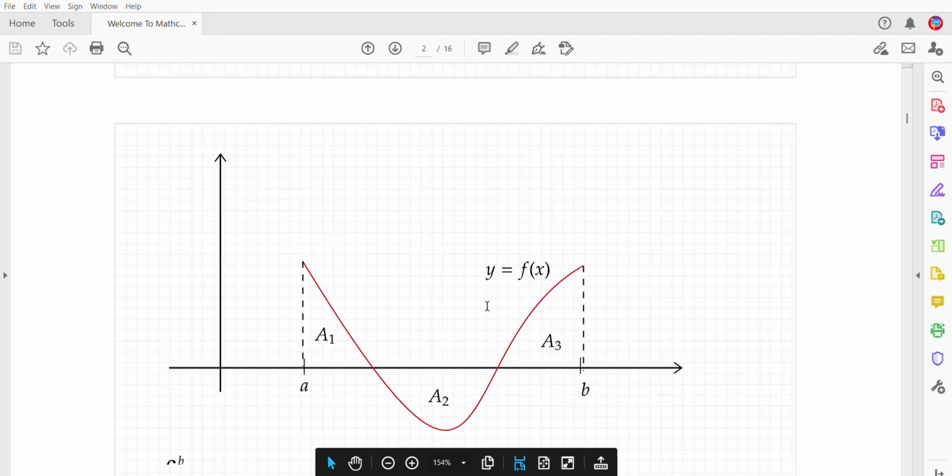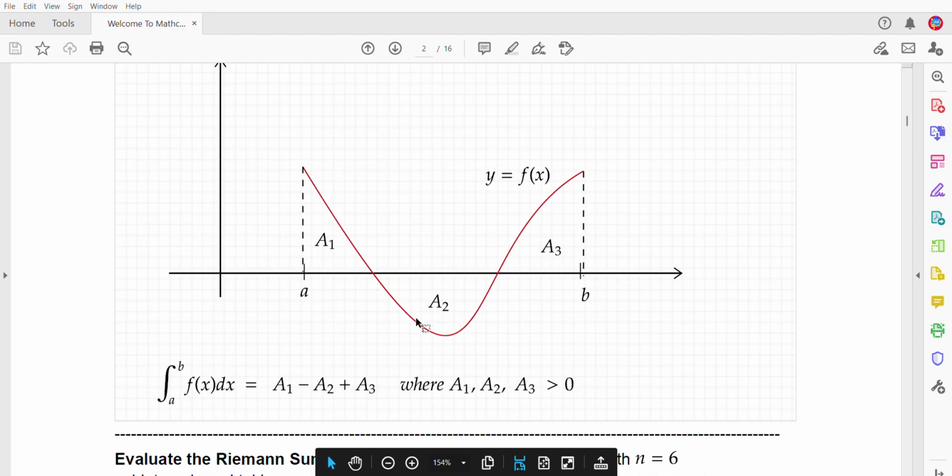But what happens if part of the curve is below the x-axis? You see one area here, you see another area here, and yet another area here. Then the definite integral a to b f(x) dx is this area minus this area plus this area. So any area above is added, any area below is subtracted. Notice all the areas are positive, but the net area is all the areas above added up, and all the areas below subtracted. Okay.